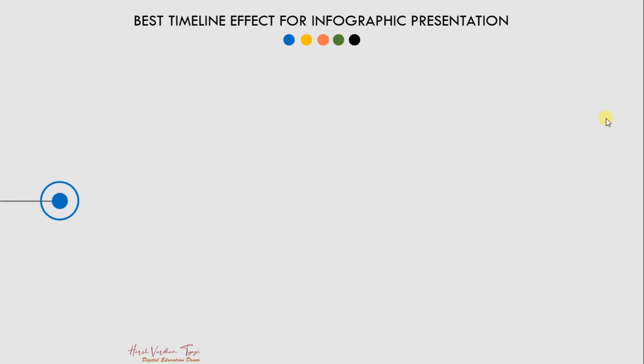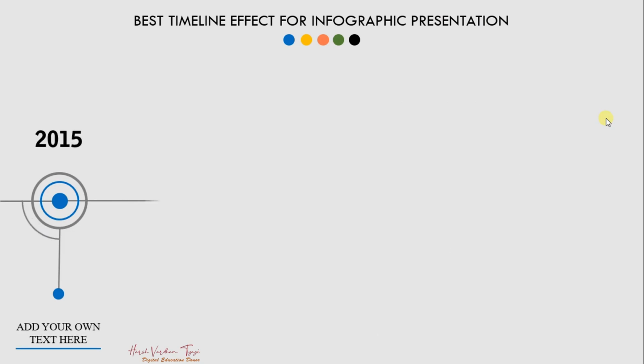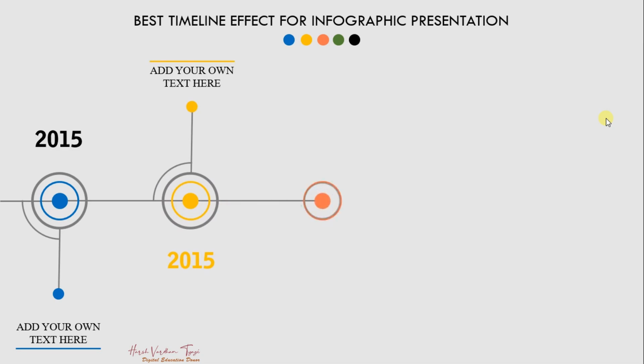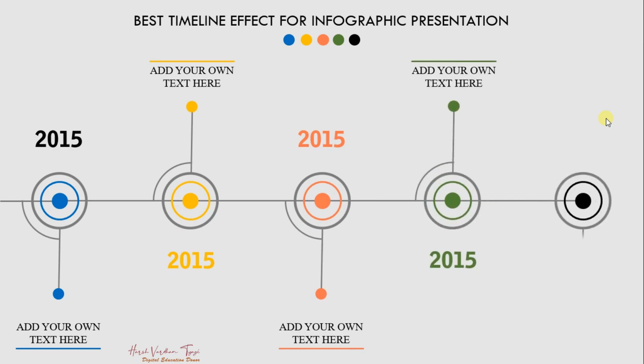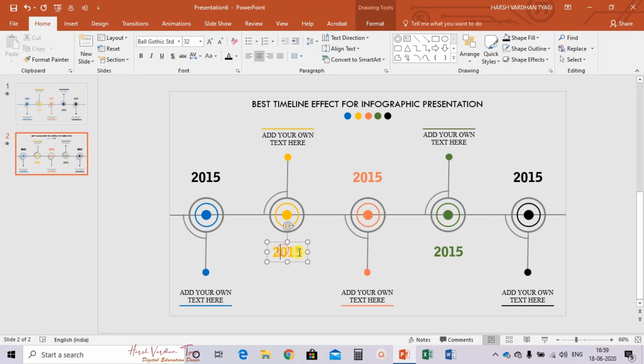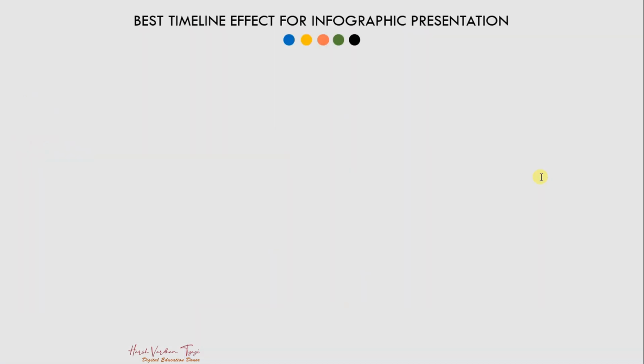Now press the cursor and see. So this is how you can create this best timeline effect for infographic presentation to create an attractive and very effective presentation. So last what we can do, we can change this to, let's make it 2016, 2017, 2018 and 2019. Fine. So this is the final presentation.